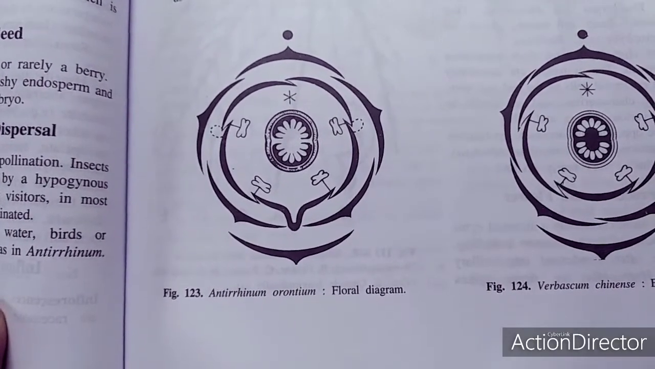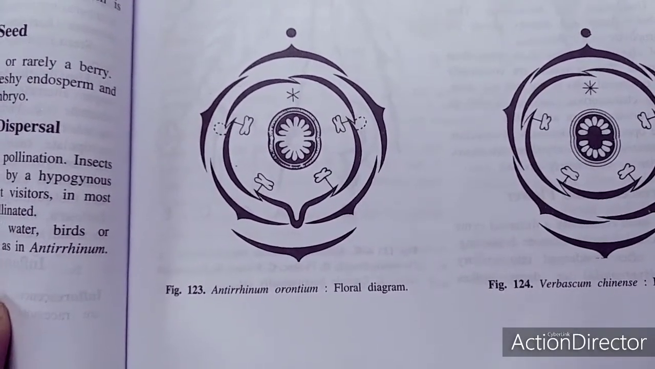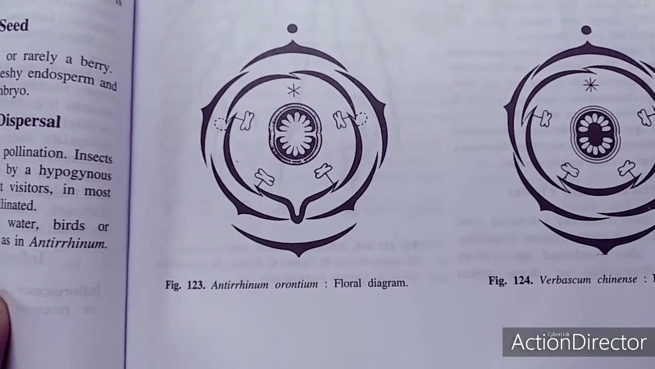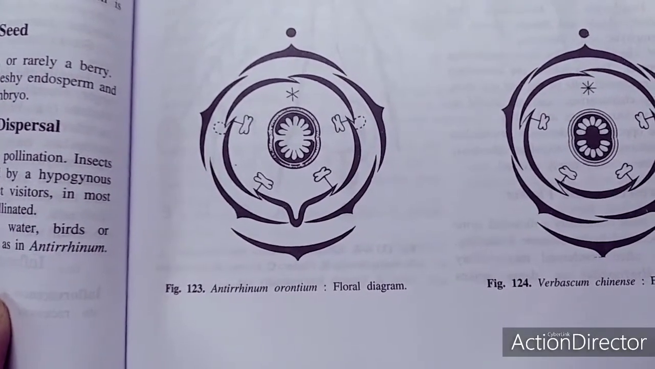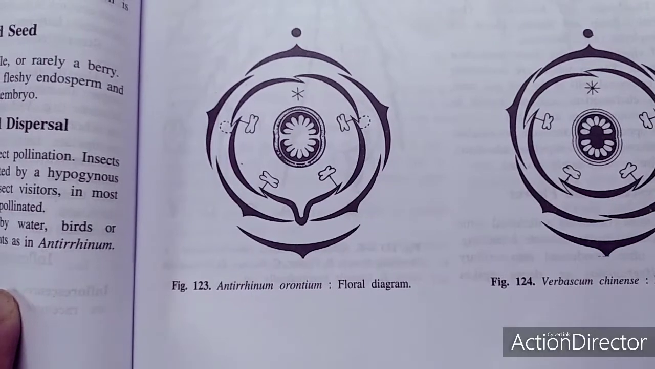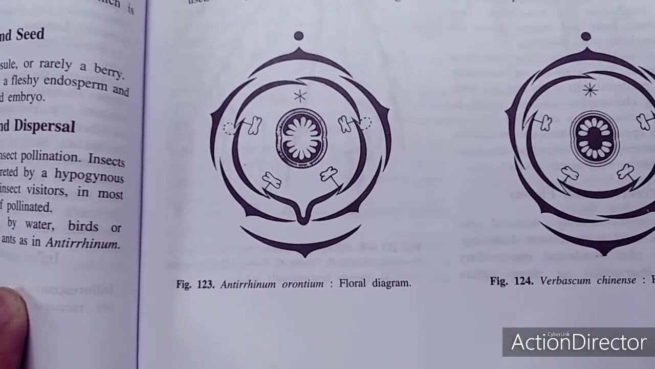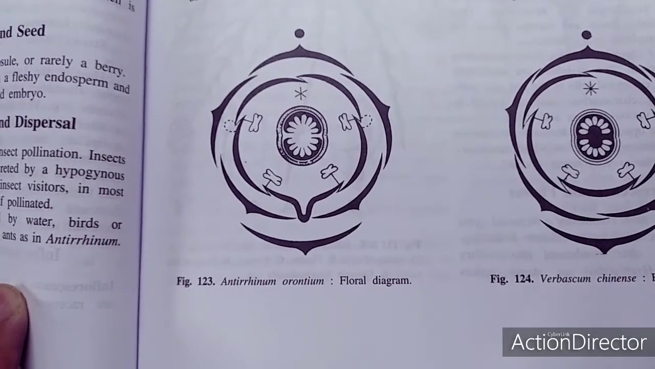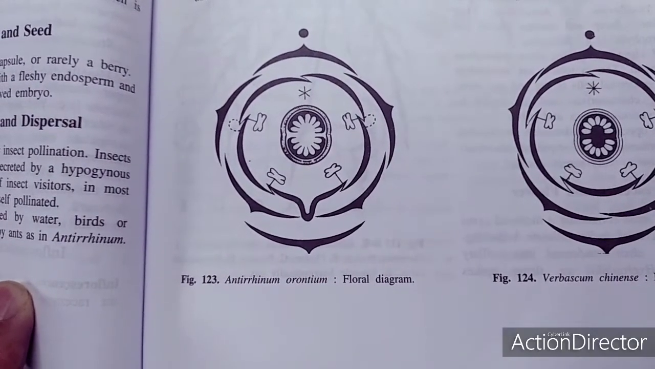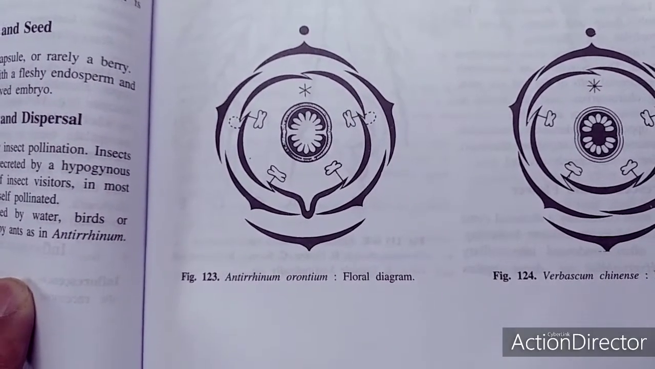In this case the flowers are adapted for insect pollination; insects visit for the nectar, and the hypogynous disc is there. So insect pollination has been recognized. The seeds are dispersed by water, birds as well as animals, and in Antirrhinum also by ants.